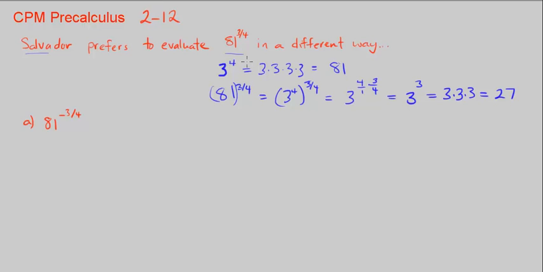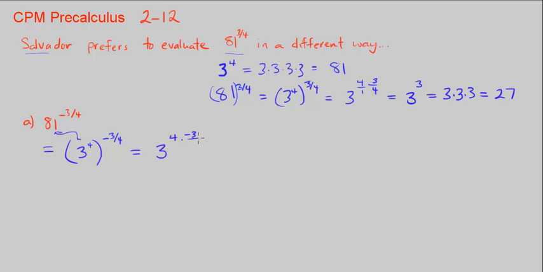So use Salvador's technique to evaluate each of these. So part A, we're given 81 to the negative 3/4 power. So first of all, we can go ahead and use his technique, right? We know 81 is the same as it was here, 3 to the 4th power. Okay, so that's substituting 81, right? These are the same. And we still have the power on the outside.